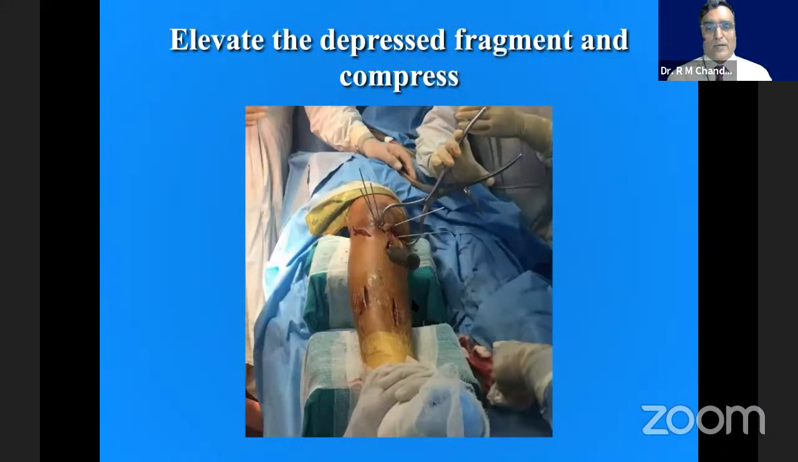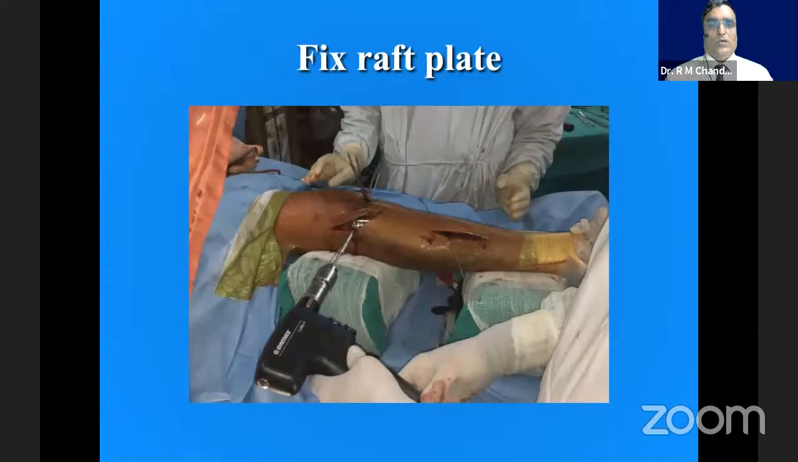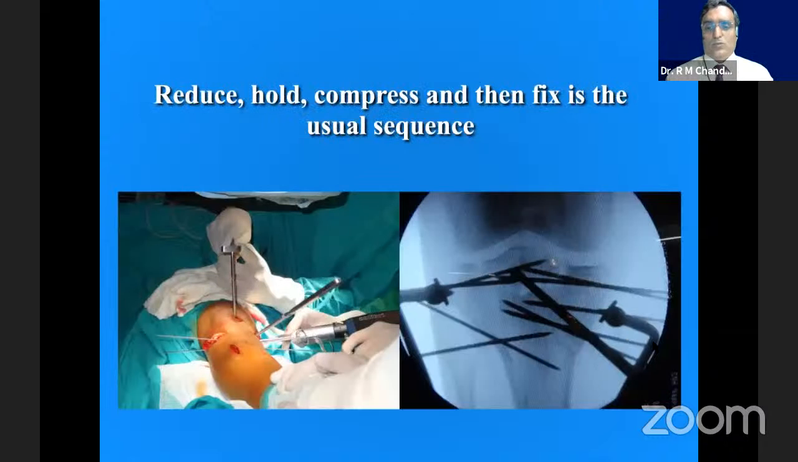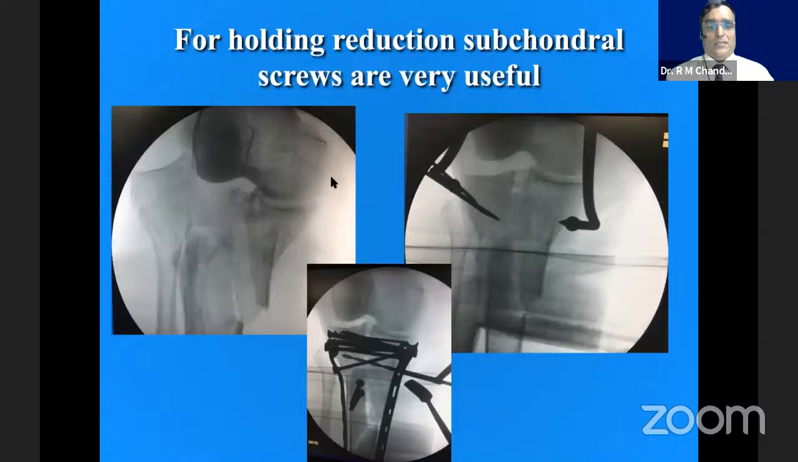Subcutaneous tunnels are made, clamps holding the reduction, articular plateau going back into position, varus is reduced, and then fixing the raft plate. So this is intraoperatively when we hold, so we reduce, hold into position, and then fix appropriately.